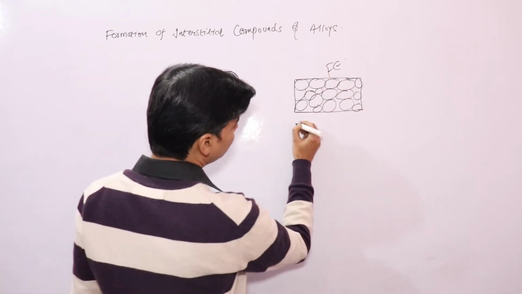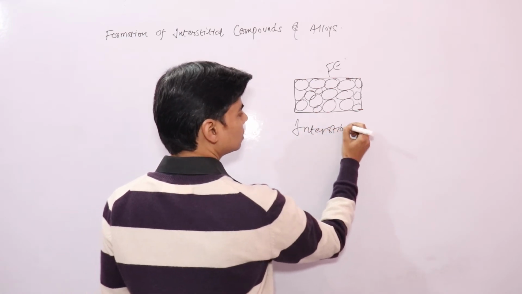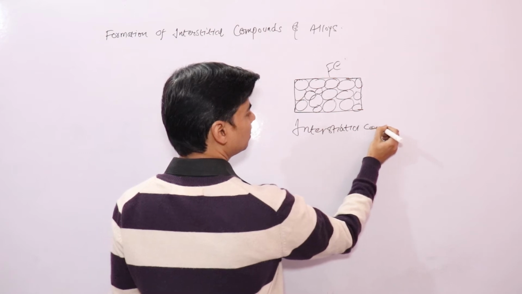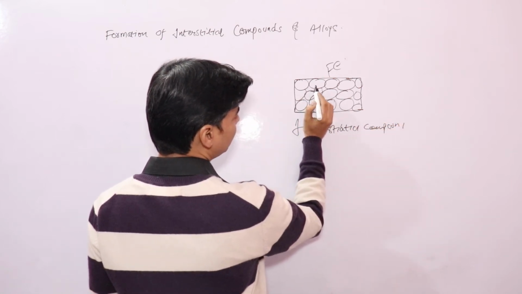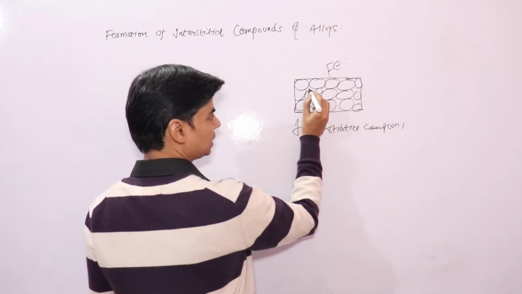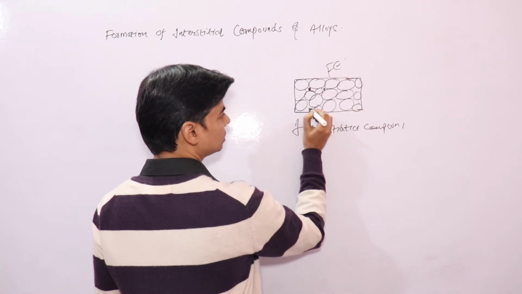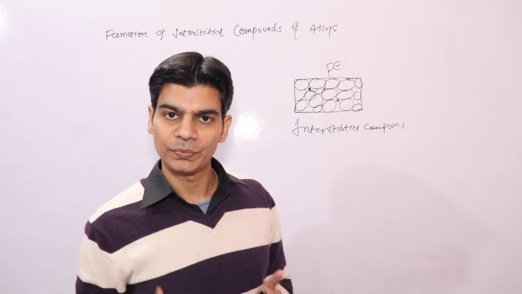Let's talk about interstitial compounds first. Interstitial compounds, how are these formed? If you look at this crystal lattice, they have space. This crystal lattice has space between, you can see this. There is space between these constituent particles.